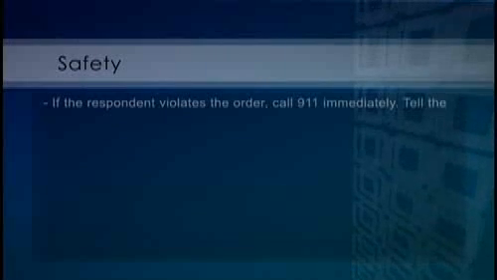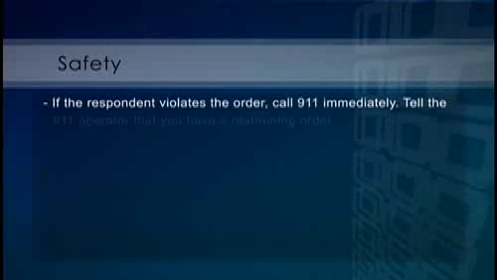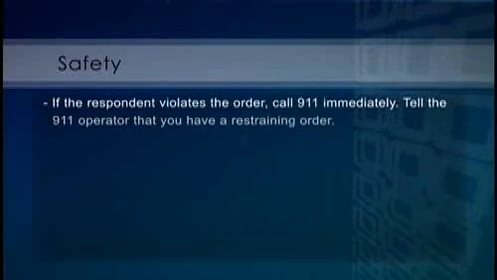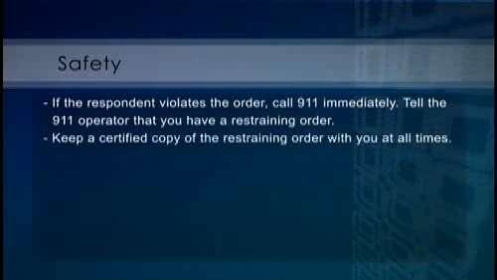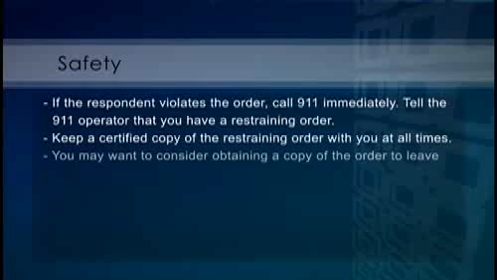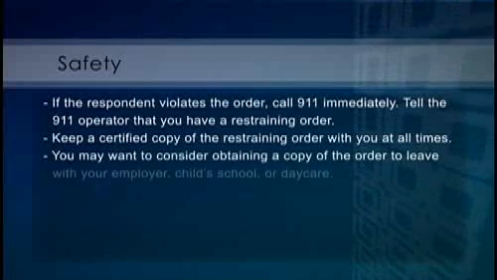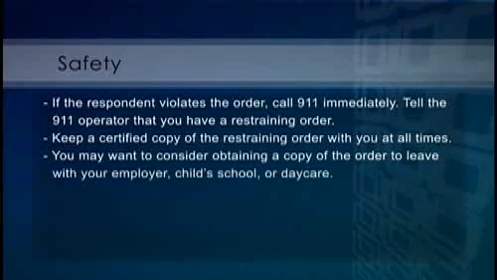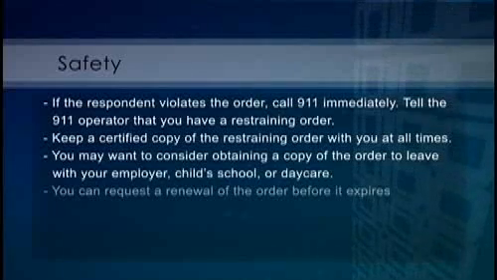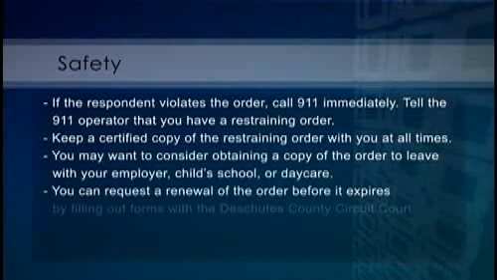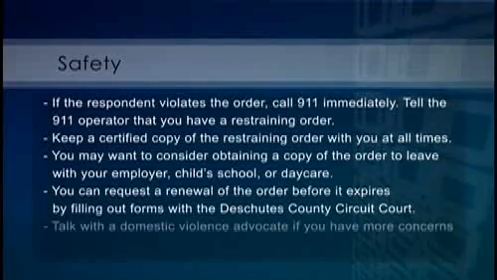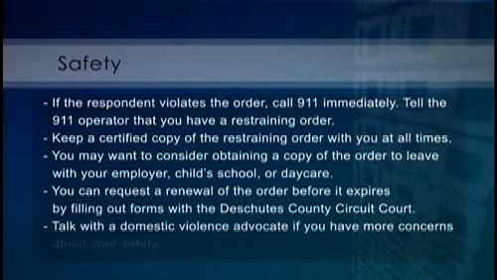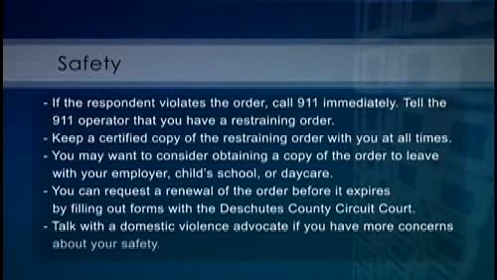If the respondent violates the order, call 911 immediately. Tell the 911 operator that you have a restraining order. Keep a certified copy of the restraining order with you at all times. You may want to consider obtaining a copy of the order to leave with your employer, child's school, or daycare. You can request a renewal of the order before it expires by filling out forms with the Deschutes County Circuit Court. Talk with a domestic violence advocate if you have more concerns about your safety.